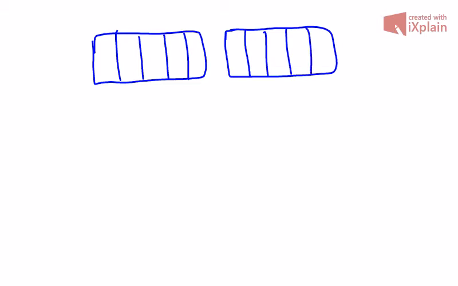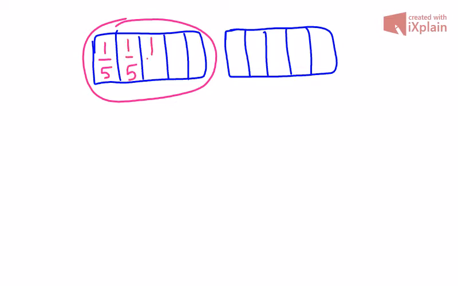Alright, so just a reminder that each one of those shapes, looking at the whole, if I'm looking at just this shape, then each one of those pieces is worth 1/5. So this is a fifth, this is a fifth, this is 1/5, this is 1/5, and this is 1/5.